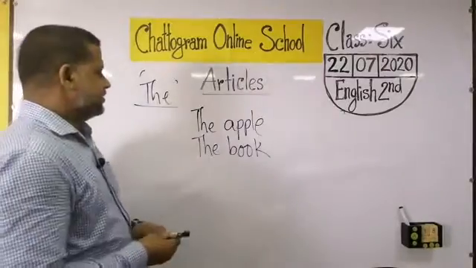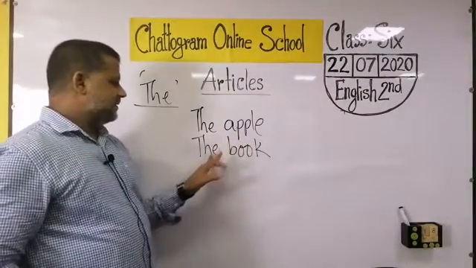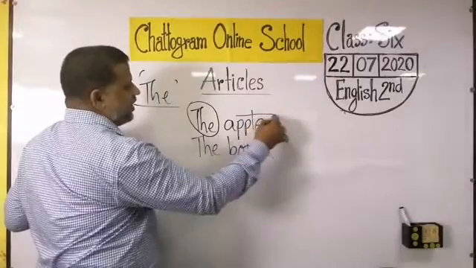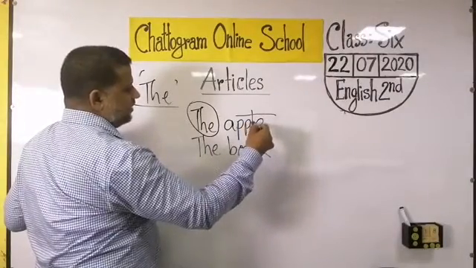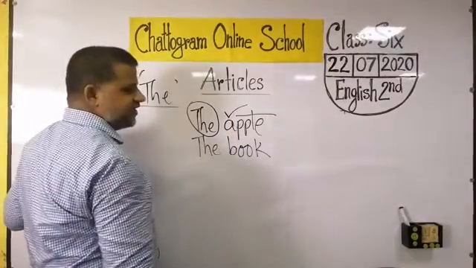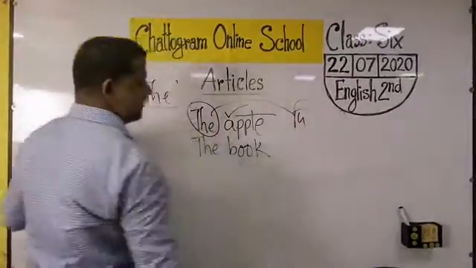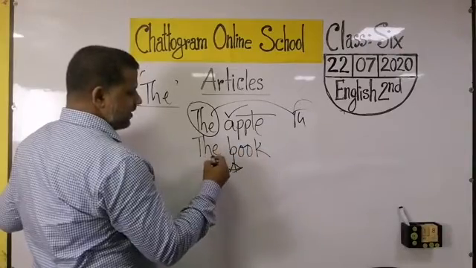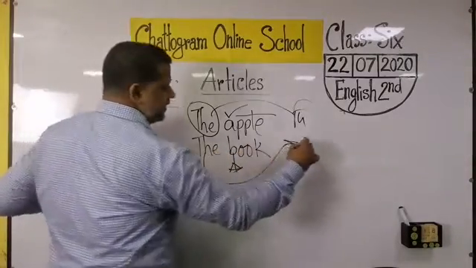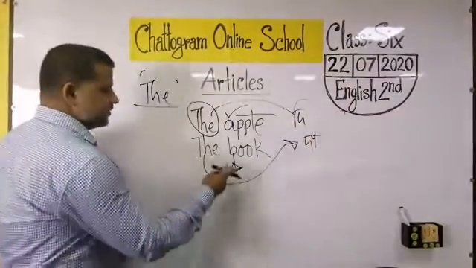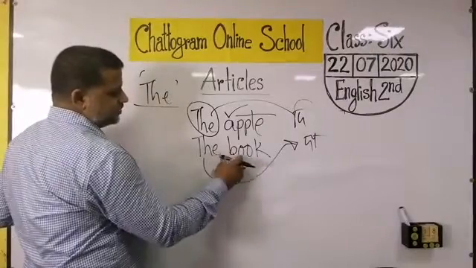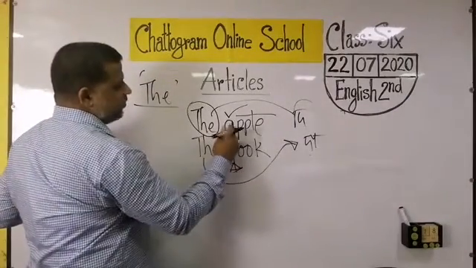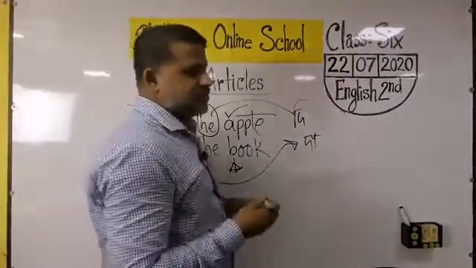Dear students, I have written "the apple", "the book". If "the" is used just before a word with a vowel sound at the first, then you will have to pronounce it "thee". And if you see a consonant at the start of the word before which we use "the", then we should pronounce it "thuh". It means just before a consonant we use "thuh", just before a vowel we pronounce it "thee".